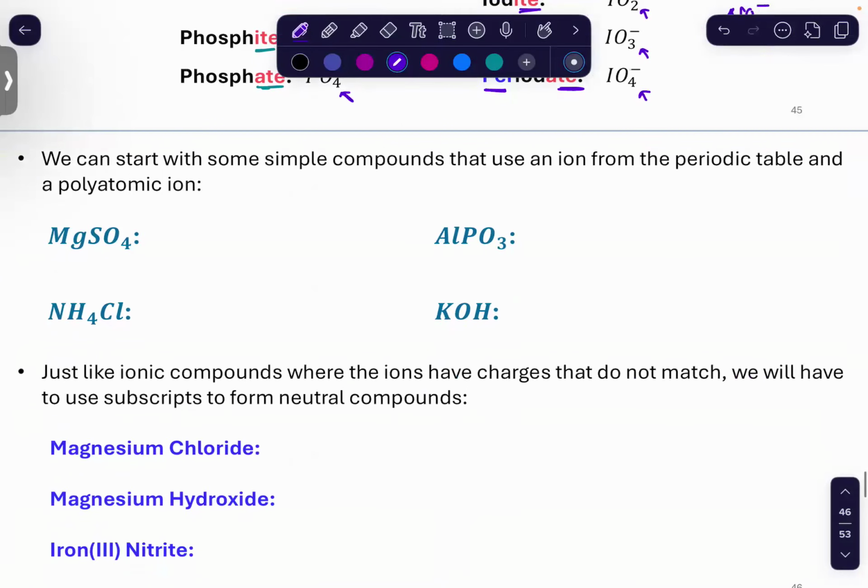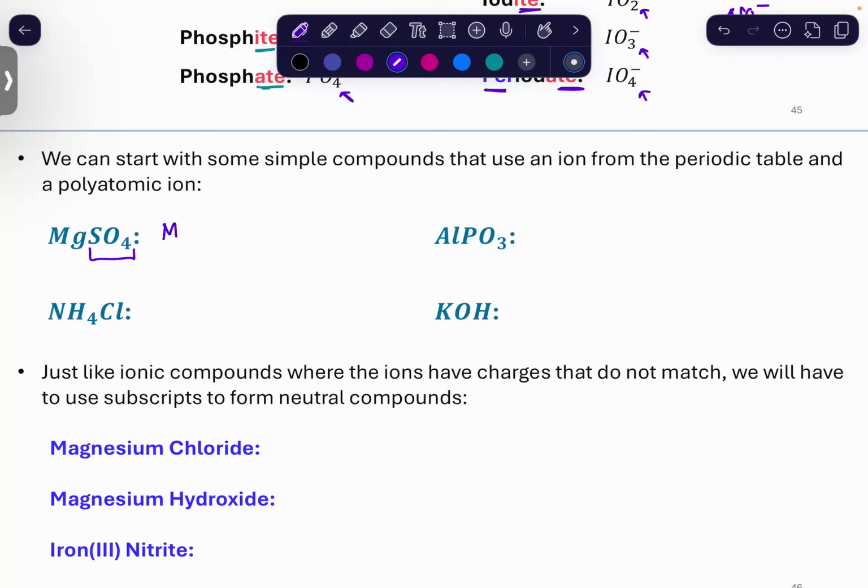So let's start by looking at naming some simple compounds. Like I said, you're going to want to do your cation first in the name, anion second, like we've been doing. The thing you're going to want to practice is recognizing when a polyatomic ion is present. So here, your first one. What are the ions we have? So I notice SO4, the sulfate polyatomic ion.